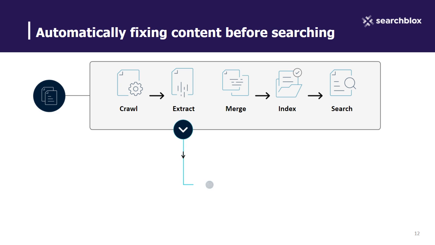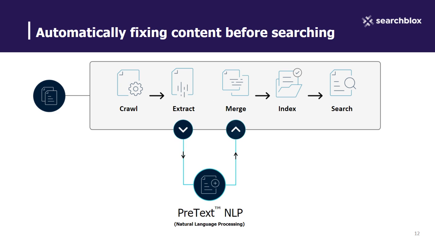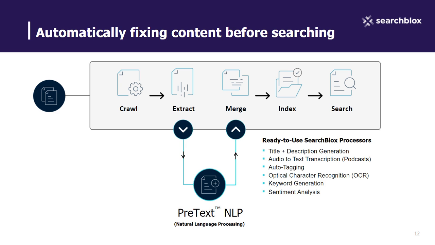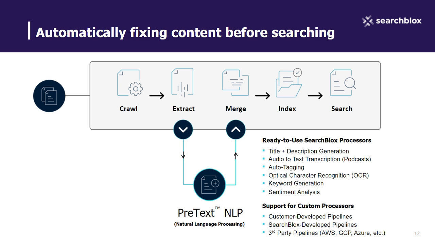So how can we automatically fix content before searching? Let's insert another step in the standard search engine ingestion process. Now we can use natural language processing to read each document on the way in and, without changing the original content, provide additional processing to include generation of document titles and descriptions, audio to text, auto tagging, OCR, keyword generation, sentiment analysis, and more.